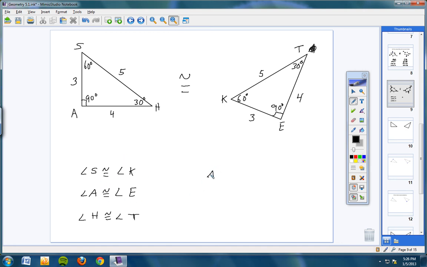I want you now to match up corresponding sides. So side AS corresponds with something. Side AH corresponds with the side from over here, and then side SH. Go ahead and see if you can write the corresponding sides with the proper corresponding sides. Then look up here when you're finished and see if you have those done correctly. There we go. Okay.